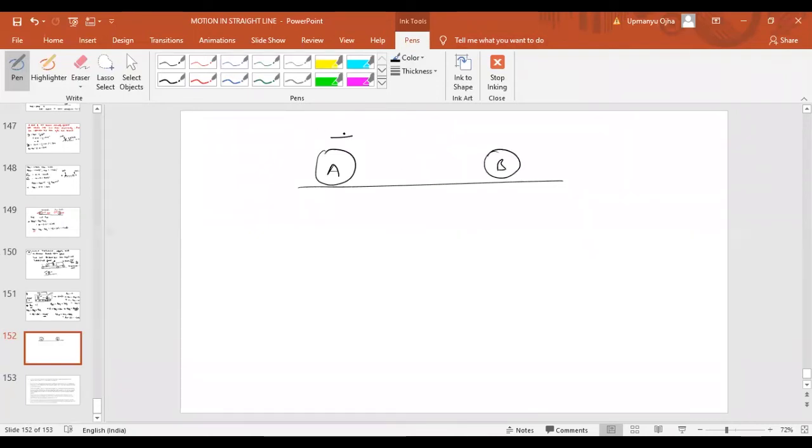The object A is moving with an acceleration of 2 meter per second square on the right side, and B is moving with 4 meter per second square on the left side. Can you find the velocity of A with respect to B?